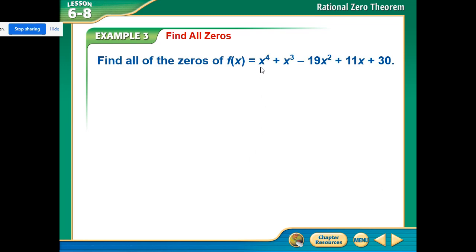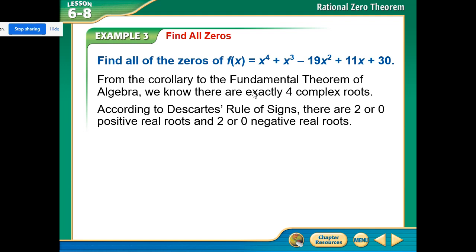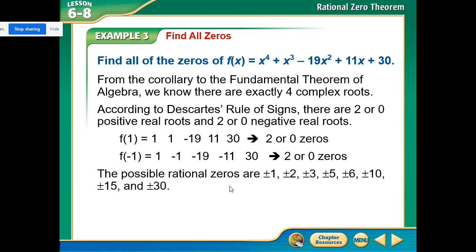All right, here's another one. This one's going to have 4 answers. So we know we have 4 different values. So let's do the Descartes. We put the 1 in, and we get 2 or 0 positive, and 2 or 0 negative. So that doesn't help us much either way. So we're just going to have to start it off, kind of looking at our zeros that we can have.